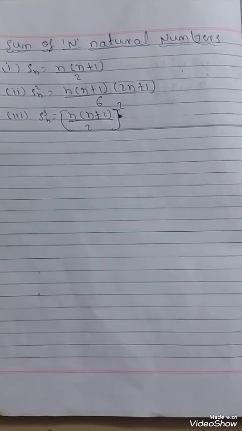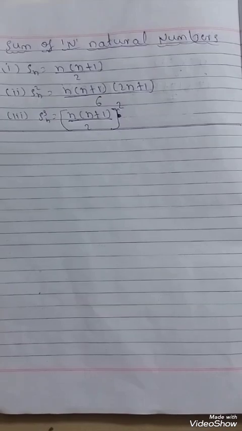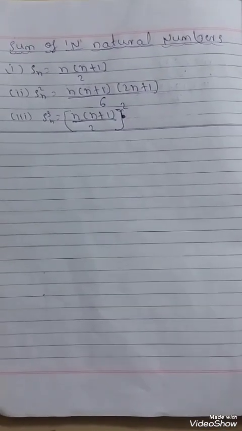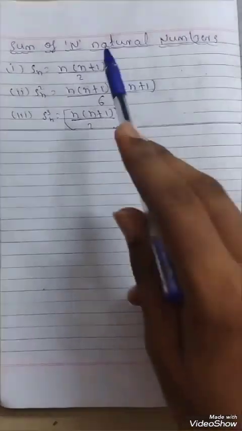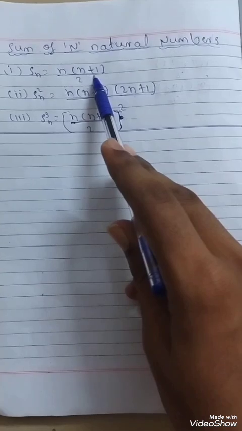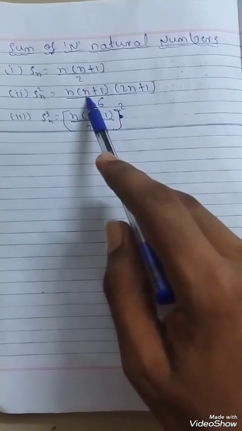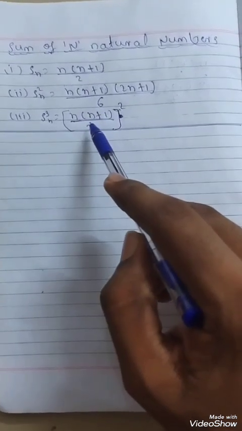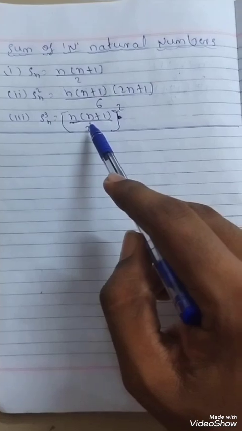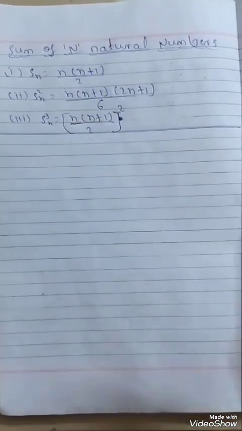So today I am here with the topic of sum of the n natural numbers. So we have mainly three formulas we use here. This is the sum of the n natural numbers. This is the sum of the squares of the n natural numbers. This is the sum of the cubes of the n natural numbers. So now let me solve the first example.